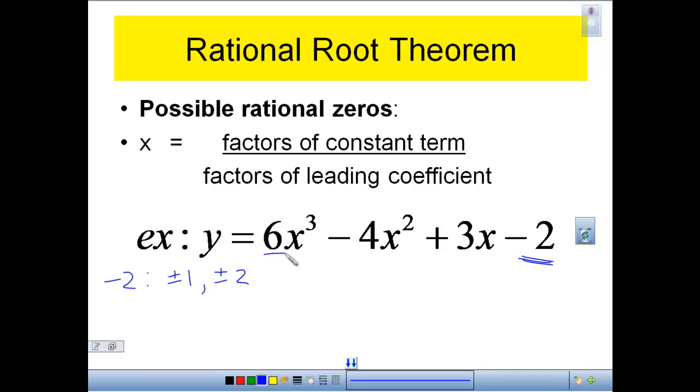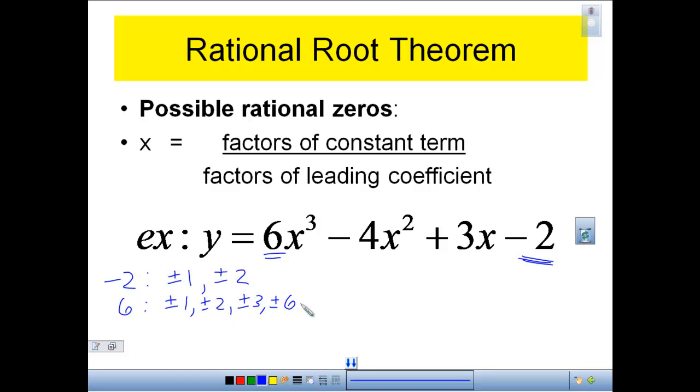Then we look at our leading coefficient. In this case, it's 6. And do be careful. Make sure it's in highest degree order before you just jump to that, because the leading coefficient needs to be the one with the highest exponent here. So 6, there's a couple different options, plus or minus 1, plus or minus 2, plus or minus 3, or plus or minus 6.